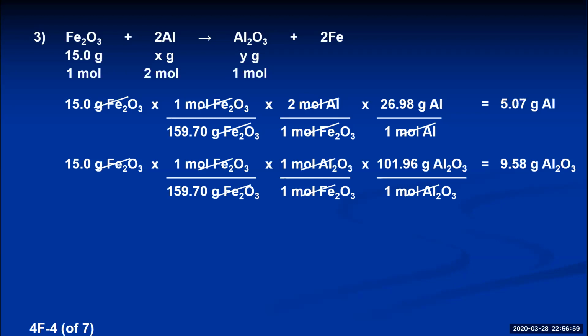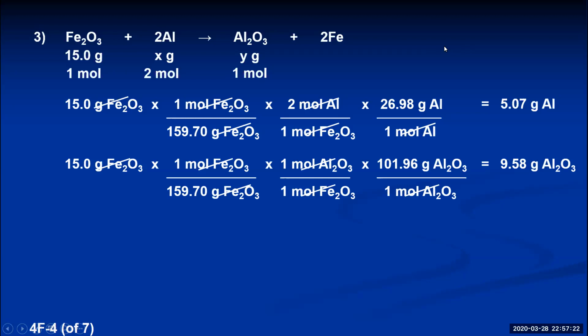Now, instead of doing a calculation from iron(III) oxide to aluminum oxide, we could have started with our answer from part A, 5.07 grams of aluminum, and solved for Y grams of aluminum oxide, and we would use a 2-to-1 ratio, so either one of those calculations would have been acceptable.